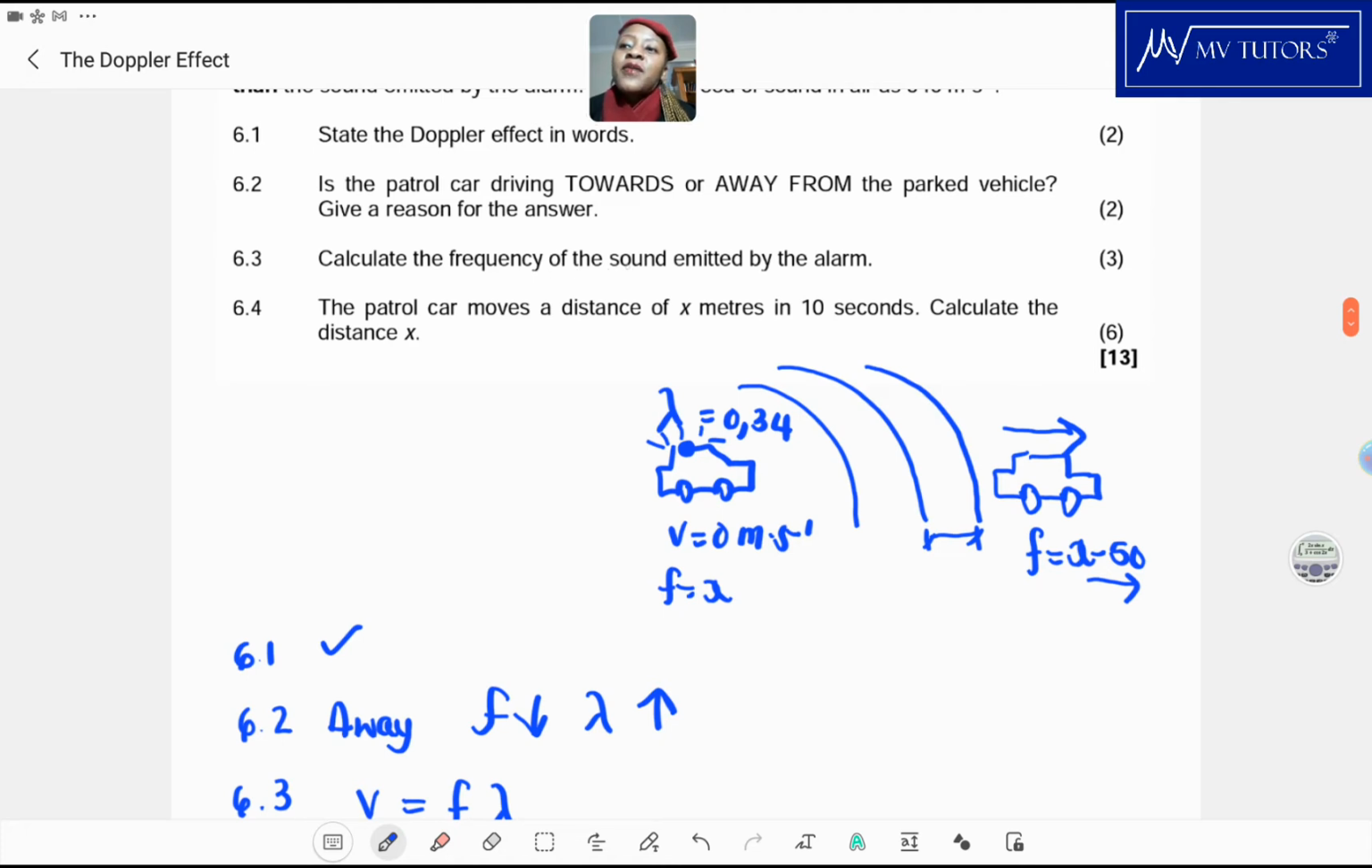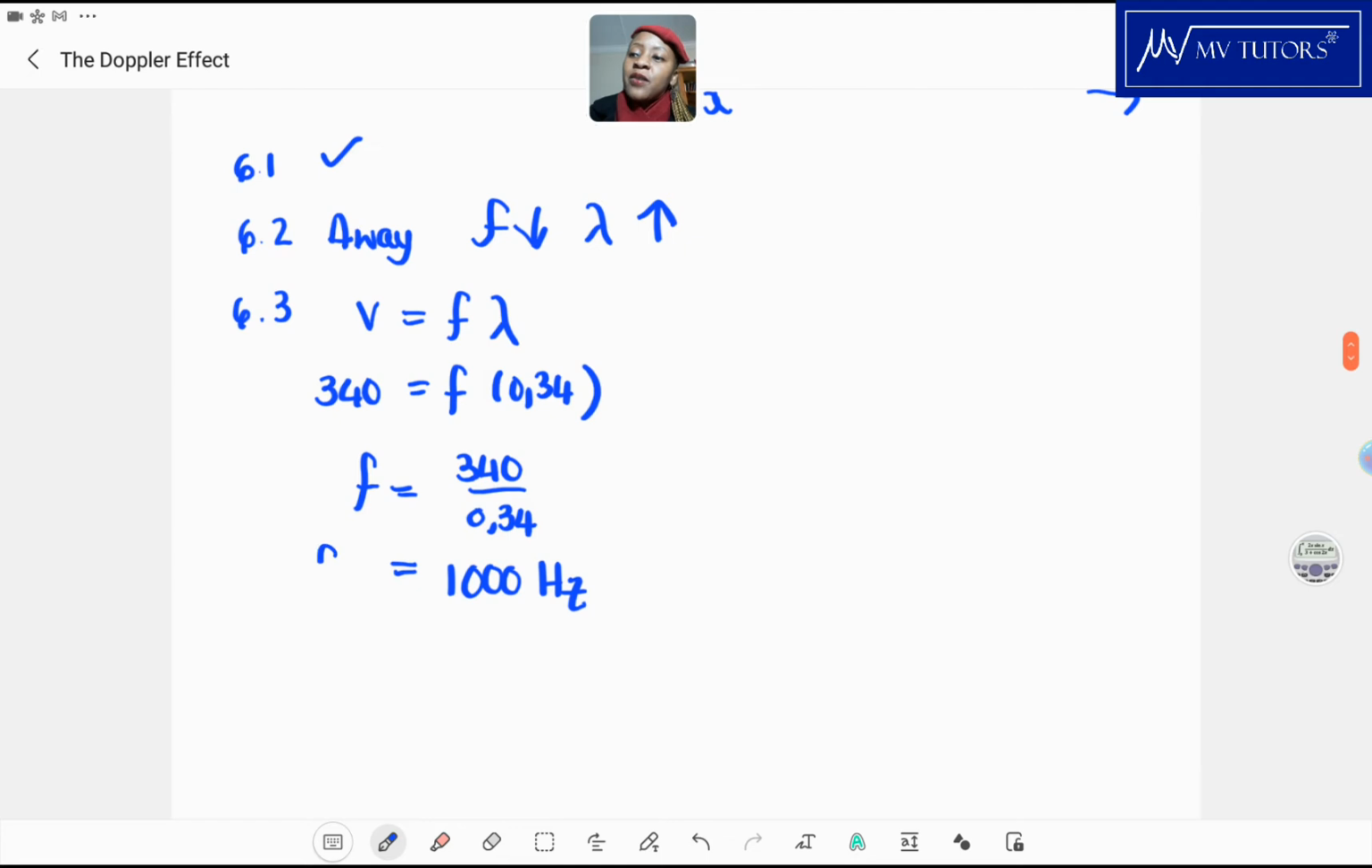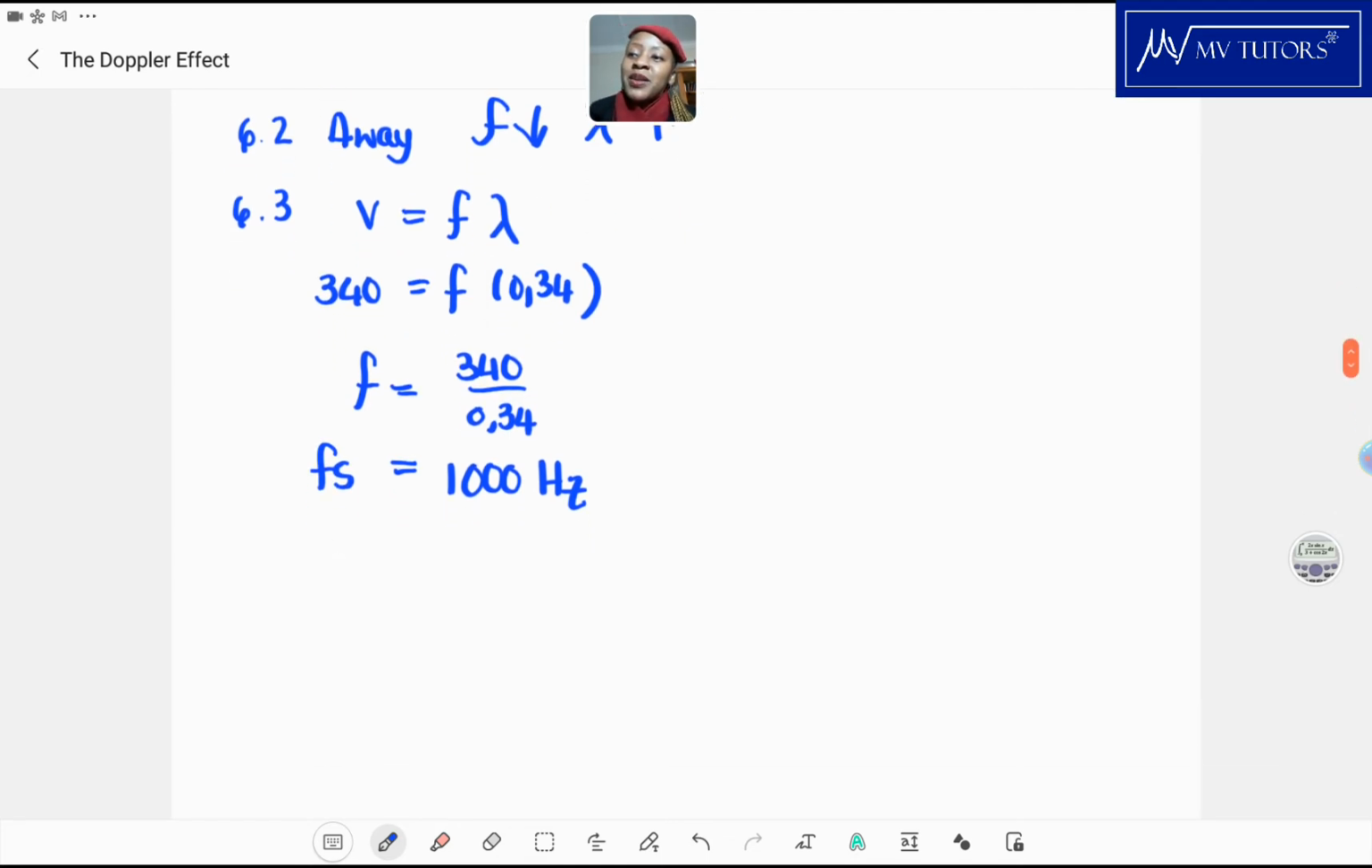And guys, let's just go back. The frequency of the sound emitted by the alarm, so that is the frequency of the source. If that is the frequency of the source, what is the frequency of the listener? They said the frequency of the listener is 50 less than that of the source. So the frequency of the listener in this case would be 950 hertz. Okay, this is extra information. You could have stopped there.